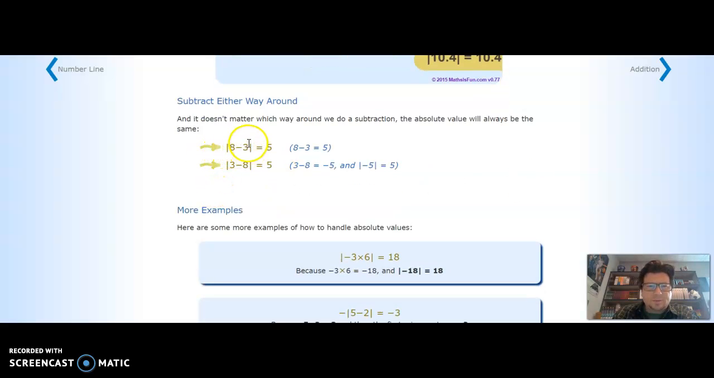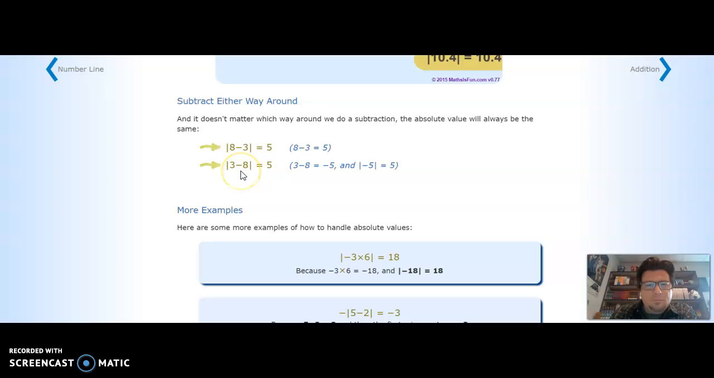8 minus 3. Now that's like putting an equal sign there. That's saying what is the absolute value of 8 minus 3? Or you could rewrite this as 8 plus negative 3. Okay. Because we are going to be doing that in a little bit. We're going to be adding negative numbers. So when you add a negative number, it's the same as subtracting it. You end up with 5.